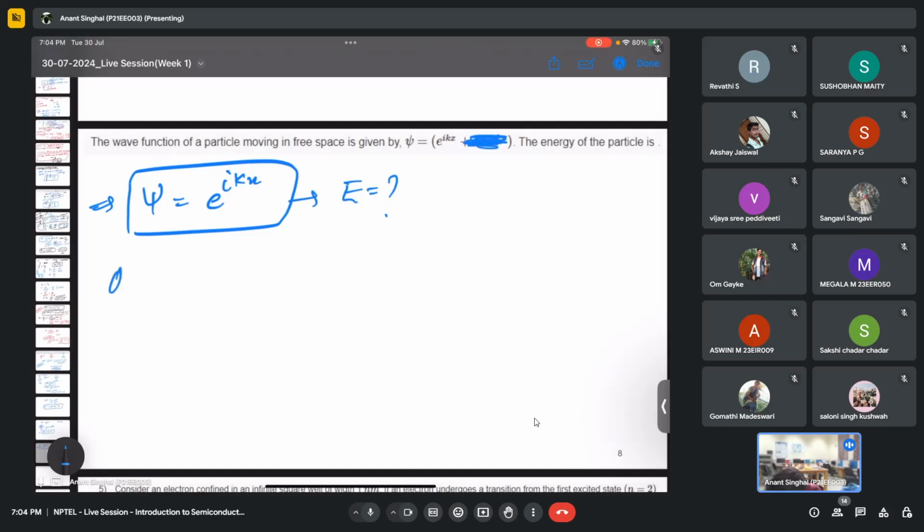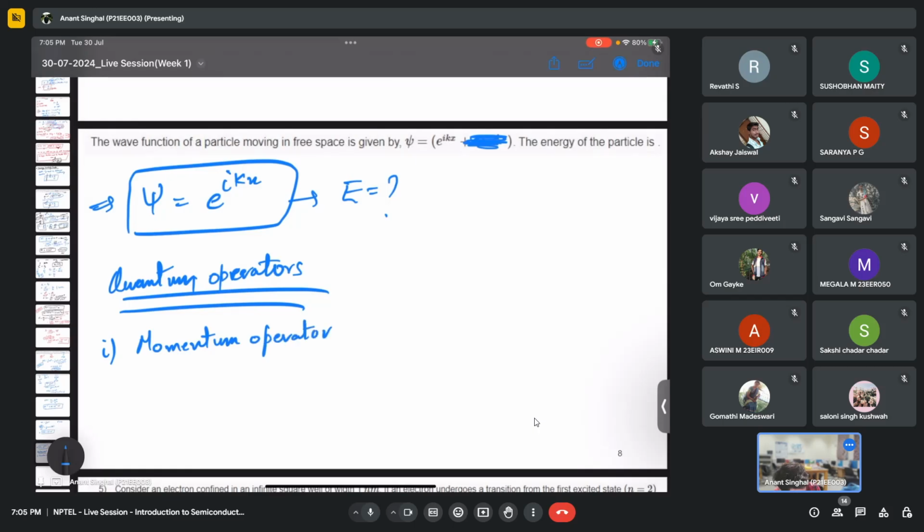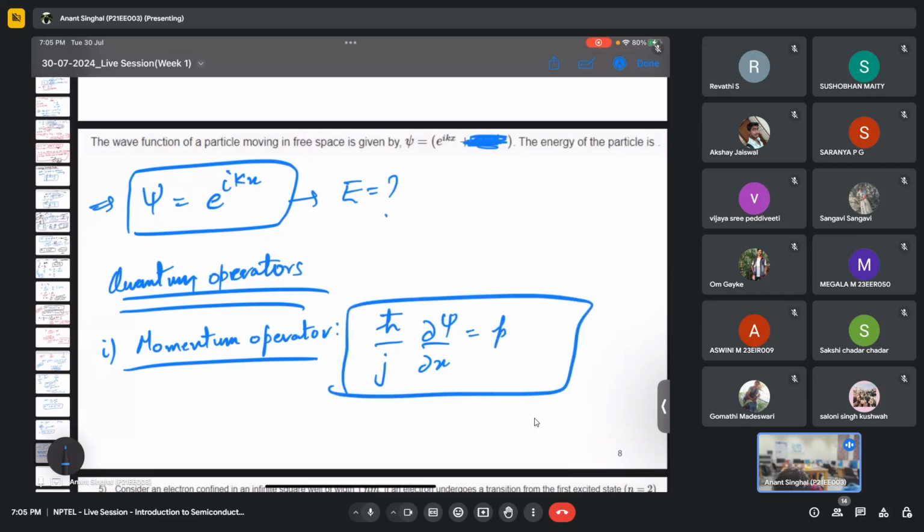So we have certain quantum operators. The first operator that we should know is the momentum operator. I'm just writing the operators that come out after solving. So this is nothing but h bar by j d psi by dx. This psi is the wave function and this is the momentum operator.